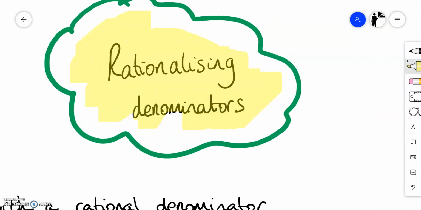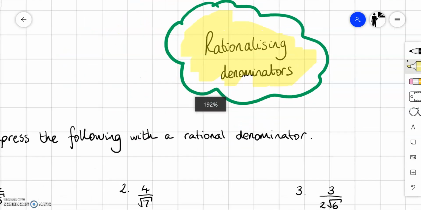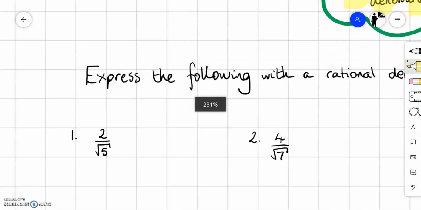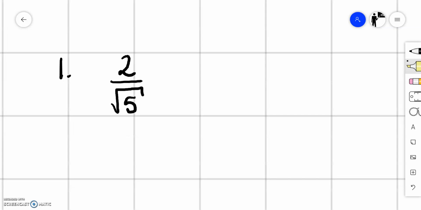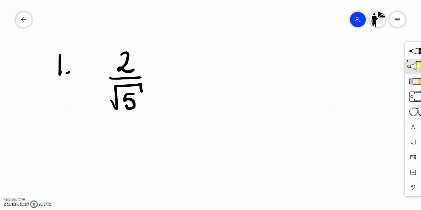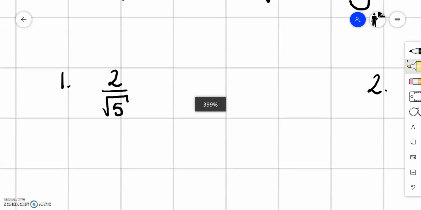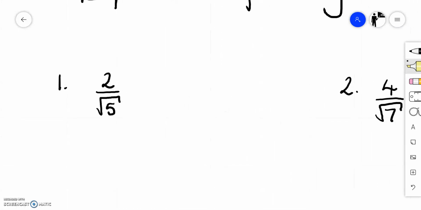In this video, we're going to have a look at how to rationalize the denominator. If we have a look at example 1, you can see that we have a surd on the denominator. When we are asked to rationalize the denominator, what that means is we want to somehow manipulate this fraction in such a way that the surd on the denominator disappears.